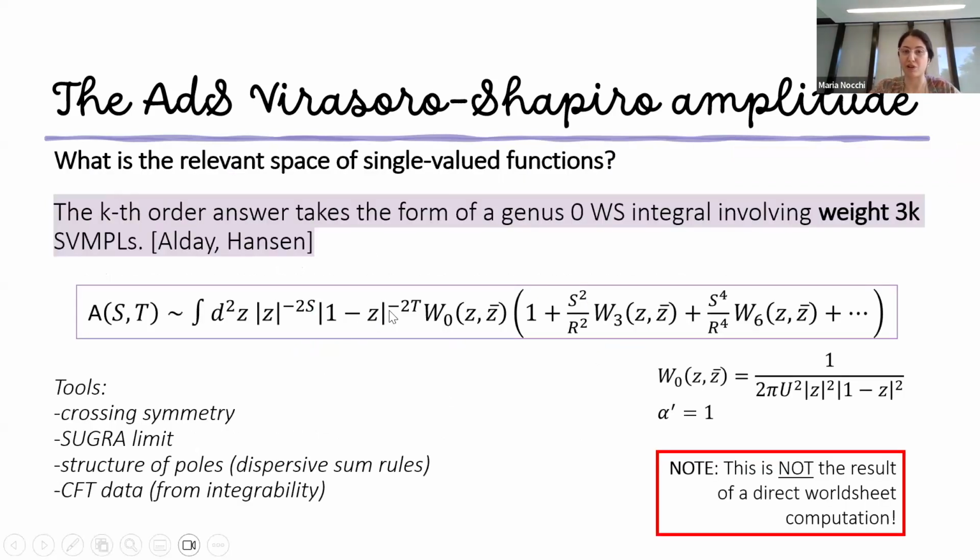And the relevant space of single valued functions turns out to be weight 3k single valued multi-polylogs. So this W0 is just taking the factor that you have in flat space. And then as you expand around flat space, you have single valued multi-polylogs that jump at each level by weight 3k, where weight is just the length of the word of the polylog. Again, this is not the result of a direct worldsheet computation, which is still not available, but it comes from crossing symmetry, the supergravity limit, the structure of the poles, modulo the CFT data that you need from integrability. So we'll start from this.